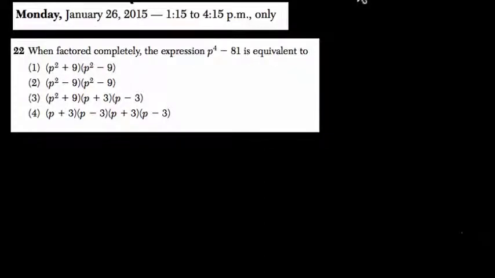Hello and welcome. Please pause the video, read the problem, and try it on your own. Okay, when factored completely, the expression p to the fourth minus 81 is equivalent to which of the following?